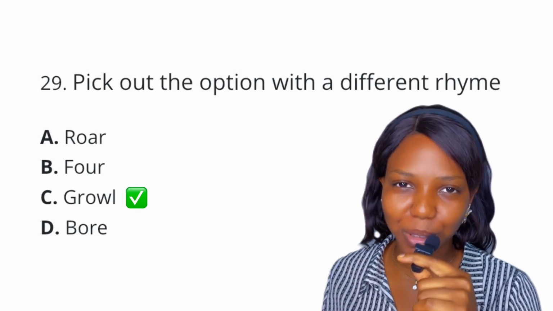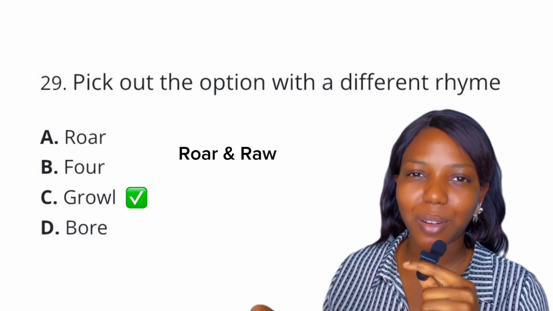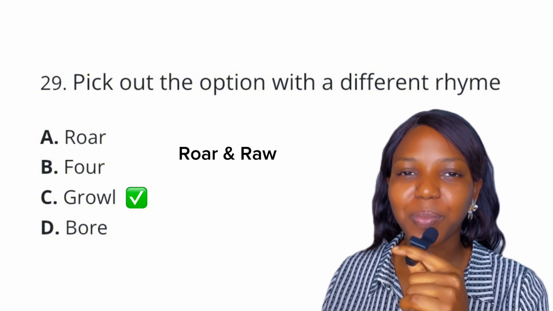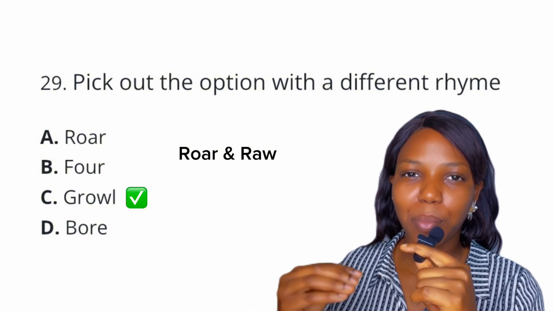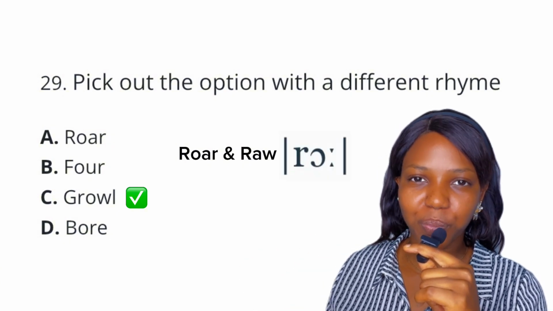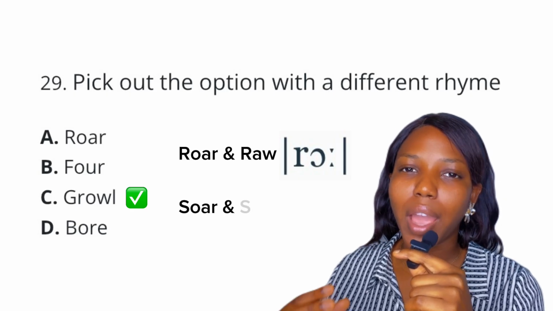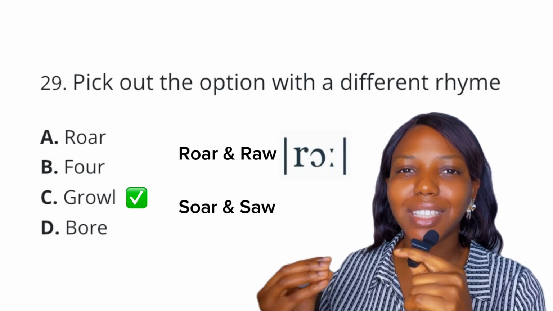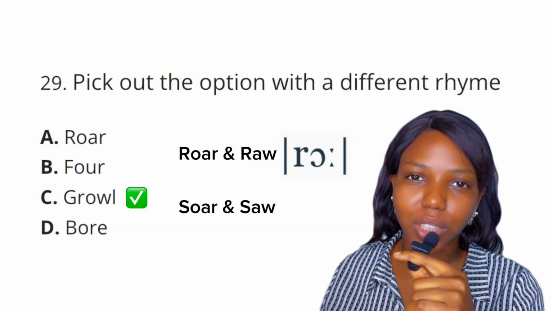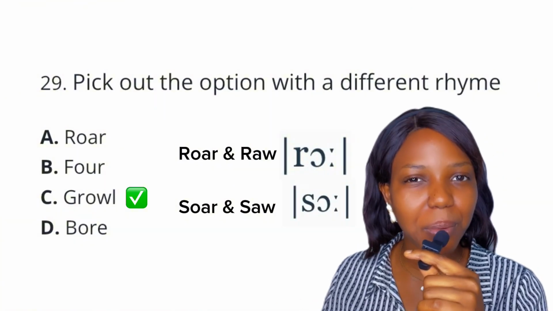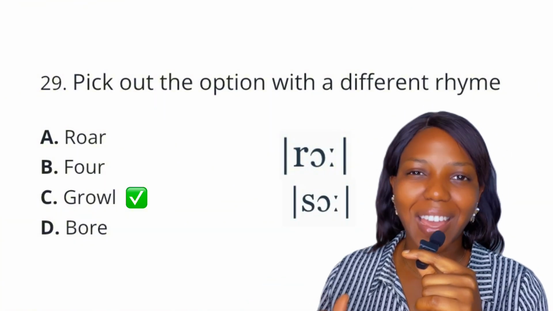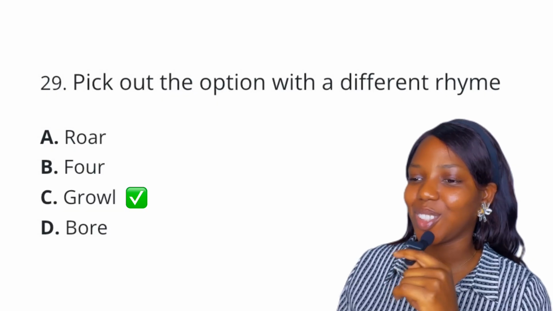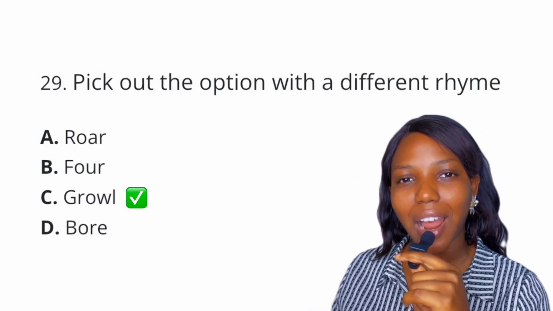But I have a tip for you. ROAR and RAW have the same pronunciation. Raw is the same as SOAR and SAW, the same pronunciation. I know some of you will argue, but don't worry, I am here for you. So the final answer to this question is definitely option C, growl.